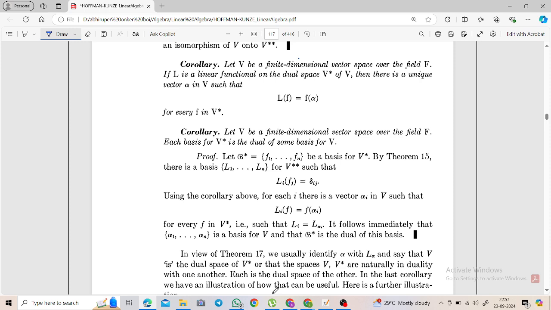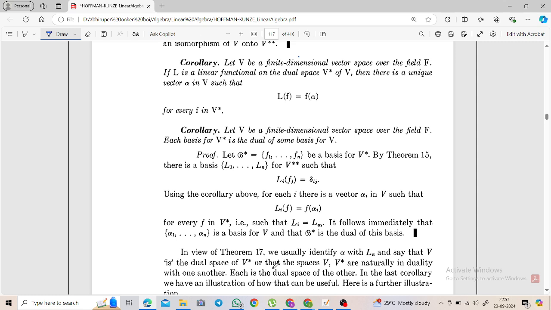Let V be a finite dimensional vector space over the field F. If L is a linear functional on the dual space V star of V, then there is a unique vector alpha such that L of f is f of alpha. See how they have proved the surjection part.